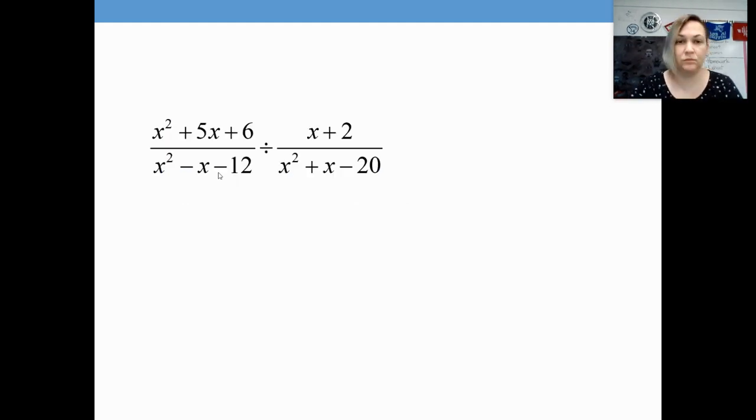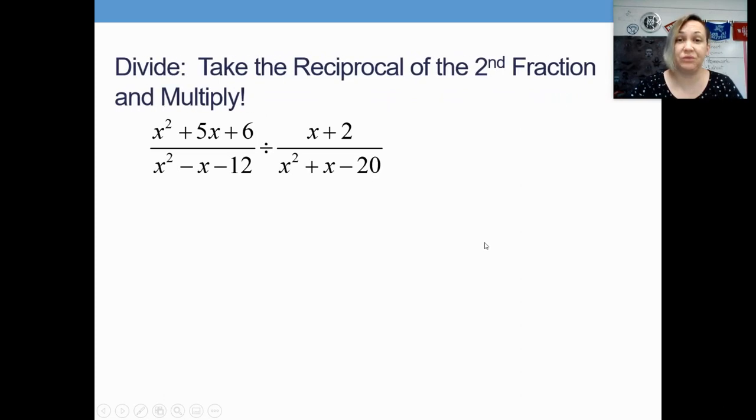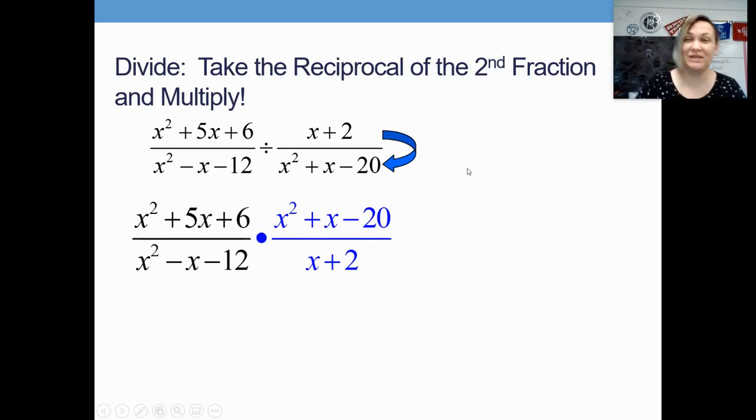subtracting in them. We learned yesterday that when you're given a division problem, a problem where there's a dividing sign in between the two fractions, you should take the reciprocal of the second fraction and change it to a multiplication problem. So in this problem, I will be leaving my first fraction exactly how it is. I will be changing the division sign to a multiplication sign, and I will be flipping the second fraction upside down. So it becomes this.